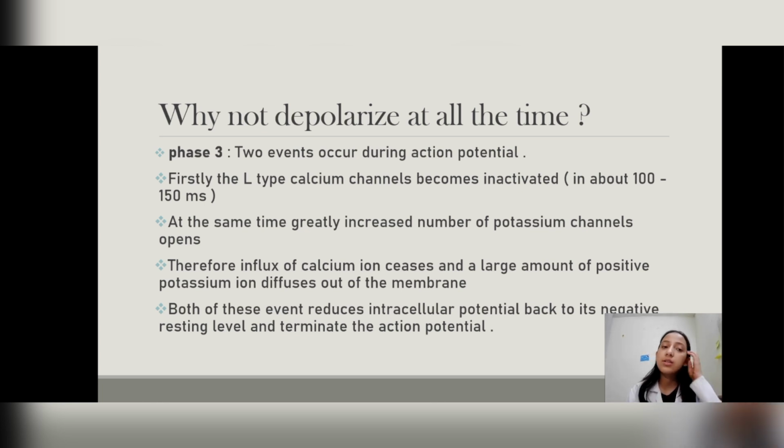So what it is saying is that the calcium channels, the L-type channels, do open, but about 100 to 150 milliseconds के बाद वो close हो जाते हैं. And at the same time greatly increased number of potassium channels are opening. मतलब जो L type calcium channel है which was causing the depolarization that closes, and at the same time potassium channels that cause the repolarization are opening. Therefore influx of calcium ion ceases and a large amount of positive potassium ion diffuses out of the membrane. Both of these events reduce intracellular potential back to its negative resting level and terminate the action potential.